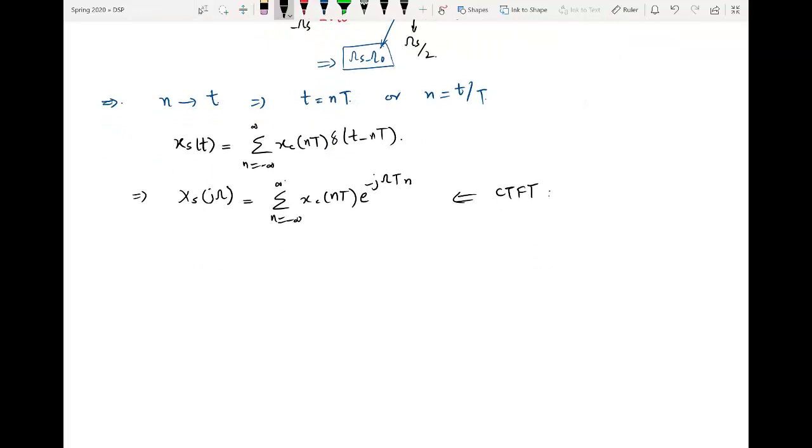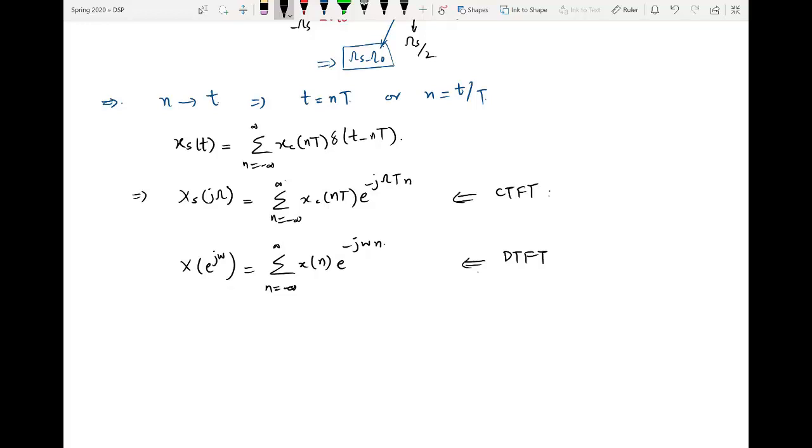And if we take the DTFT of the sampled signal, the sampled signal was x of n, because it is discrete time, so we cannot take the CTFT. We have to take the DTFT, and that DTFT will be equal to X e raised to power j omega equals the summation from minus infinity to infinity of x of n e raised to power minus j omega n. This is the formula of DTFT.